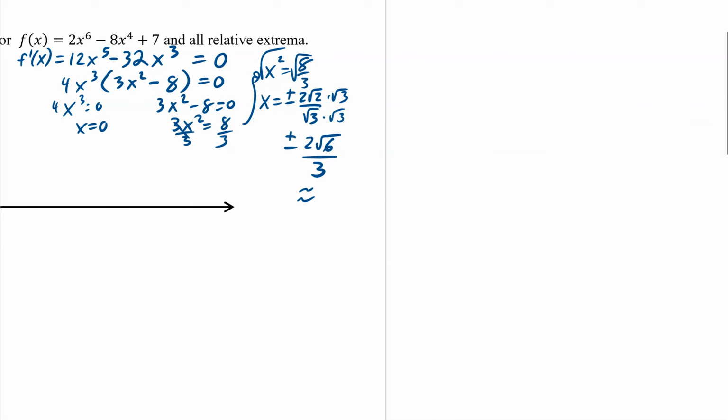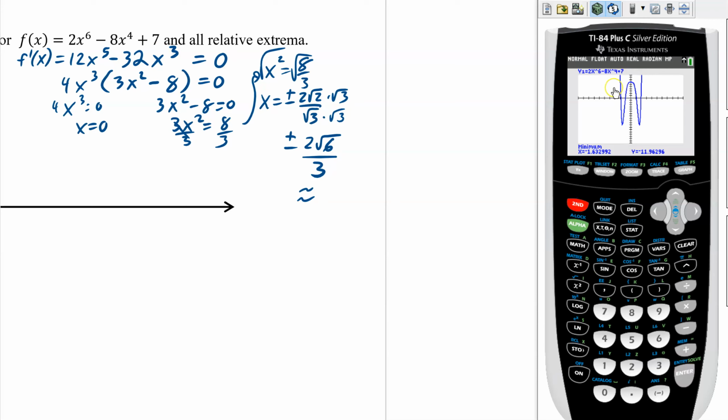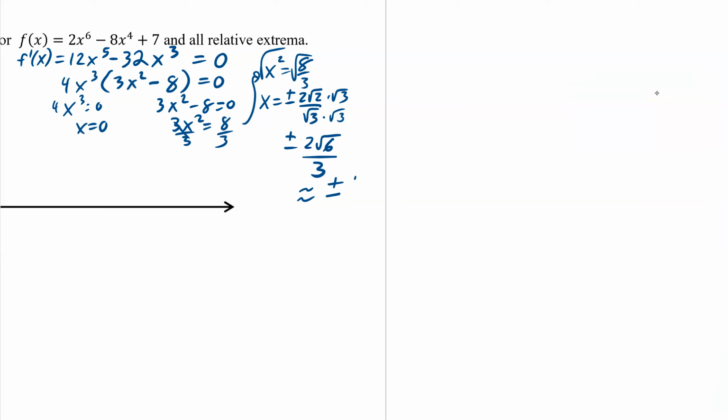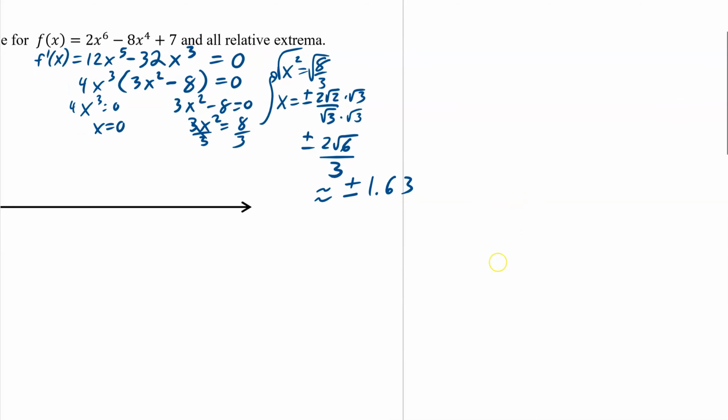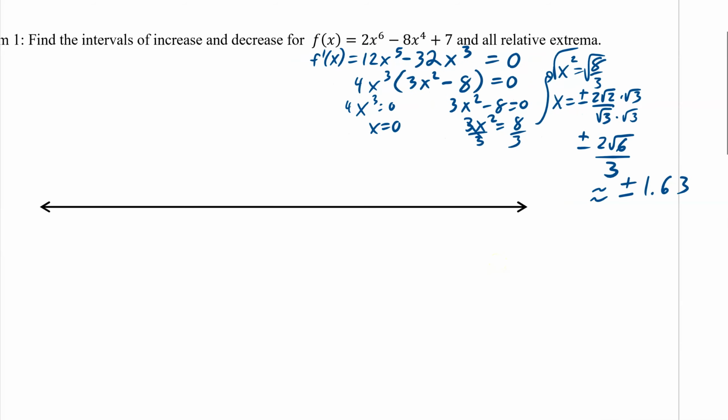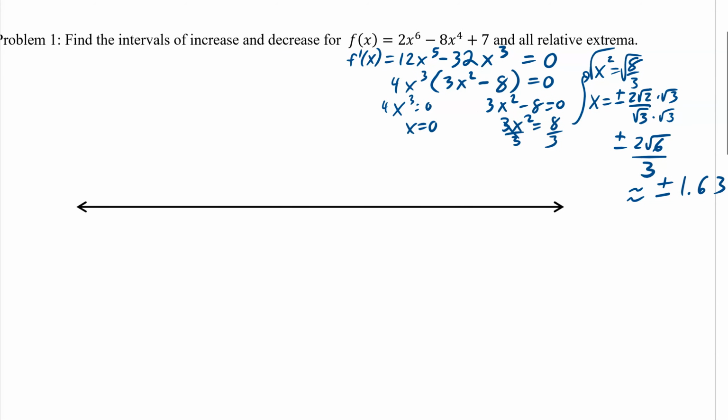So we're going to pull up our calculator. I already graphed it, and you'll see why we want that approximate. We're going to use the exact, of course, but 2 times the square root of 6 divided by 3, enter, and it's 1.632. So this is approximately plus or minus 1.63. Is that rounded? Yes. Okay, so now we have our approximate, we have our exact. We can place these on our graph after we verify that they are correct.